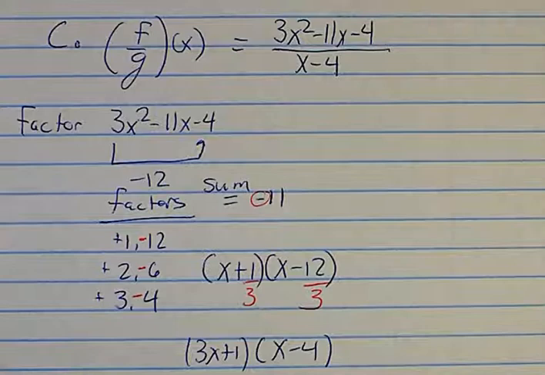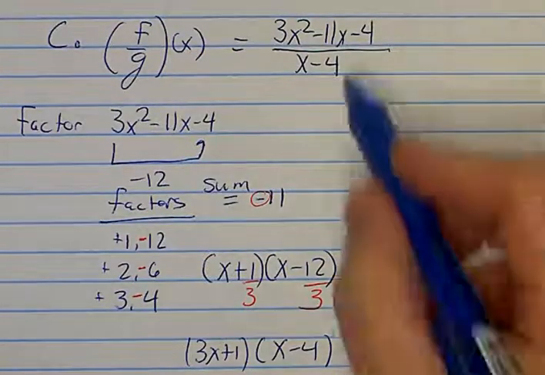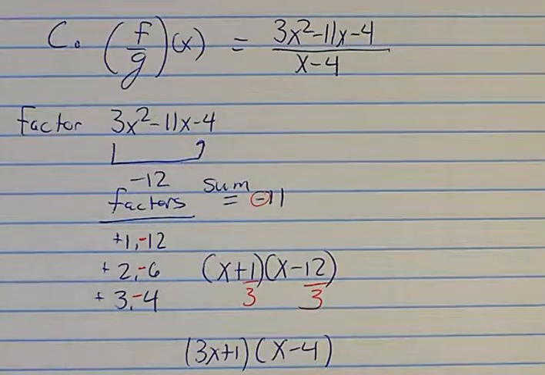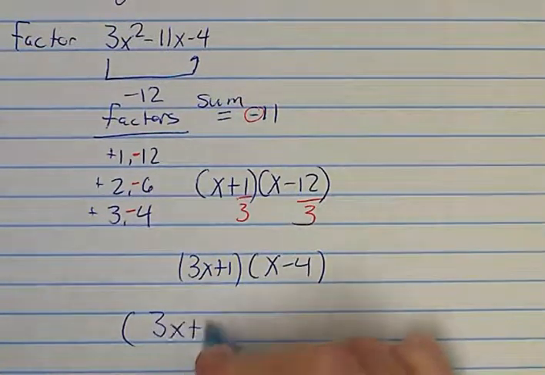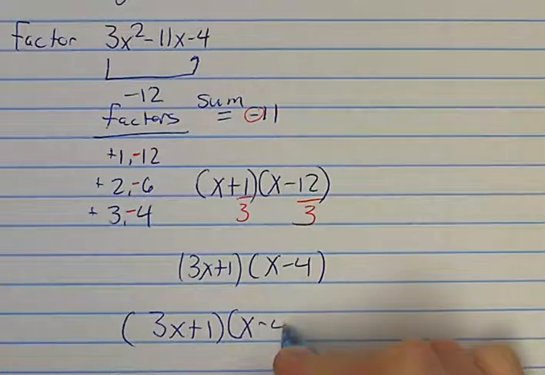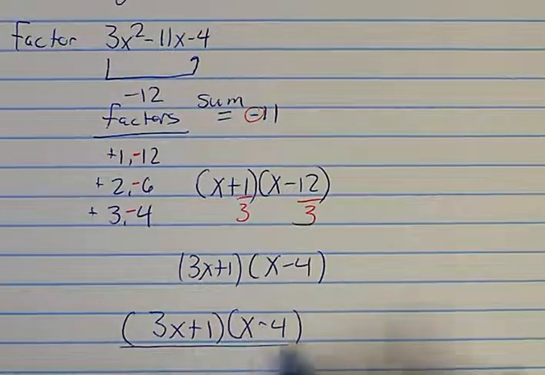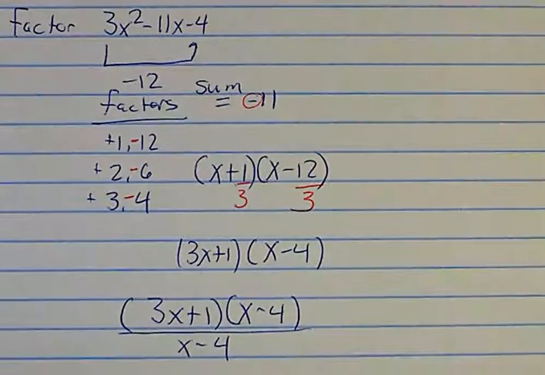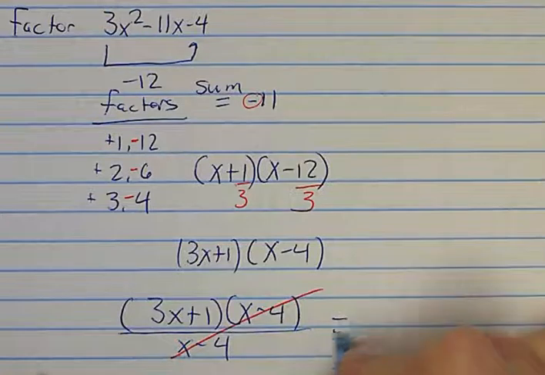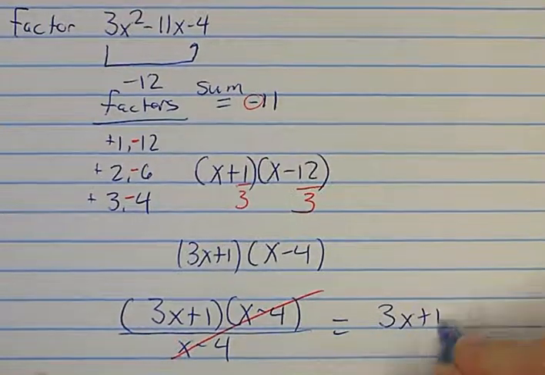Okay, so once you've got it factored, then we can basically go back and rewrite it. So this fraction would be 3x plus 1 on the top times x minus 4, and on the bottom you had the x minus 4. So then you can factor these two things to simplify down to 3x plus 1.